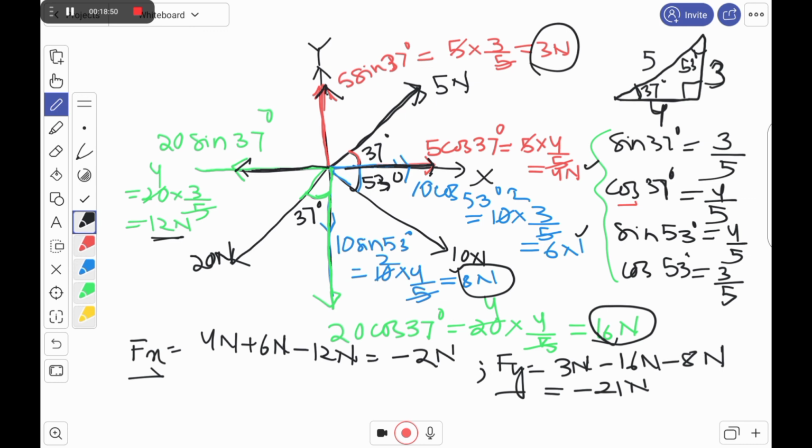Again, we can find out the resultant force also. How to find out the resultant force? As you can see, this is minus 2 Newton. So how to draw? This is also minus, this is also minus. So x component, this is your 2 Newton and this is your 21 Newton. Both are in negative x and negative y. So resultant will be in this direction, children. Is it clear, children? Hope it is clear.